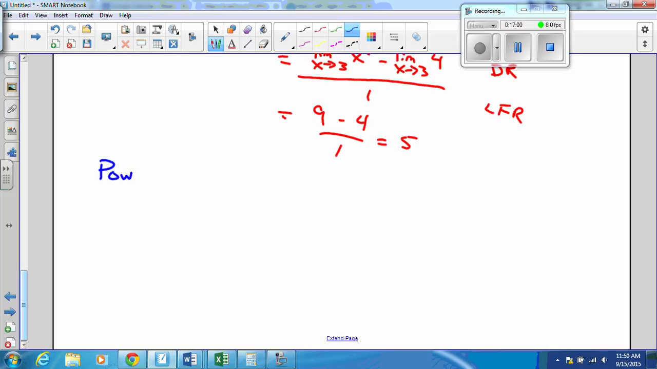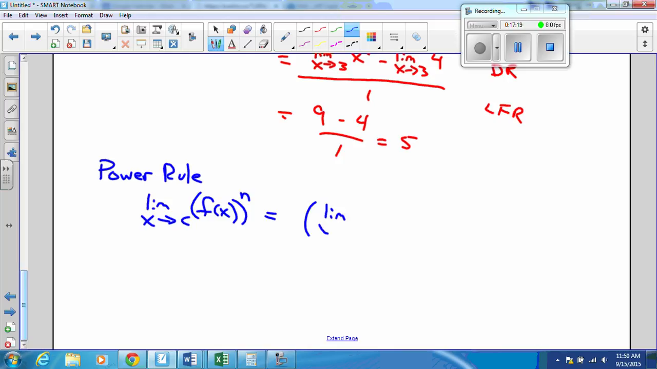Our last rule is the power rule for limits. And it is also straightforward. If I have some power of f of x, then the limit of a power is the inside to that power. This is really nice because it allows us, for example, to immediately compute limits of powers of x.